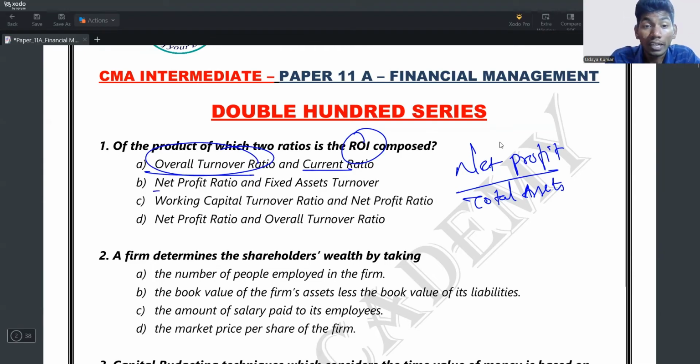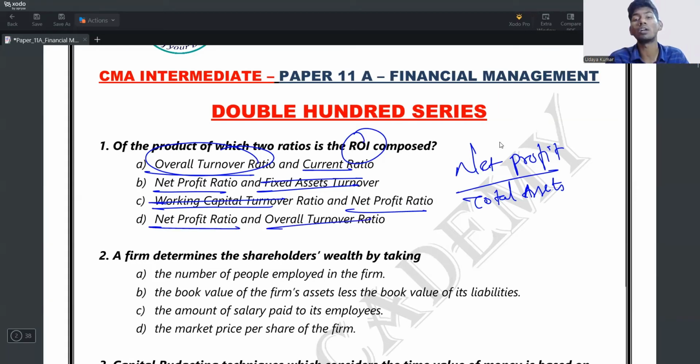Net profit ratio and fixed assets turnover ratio is also not the right option, because the fixed assets turnover ratio does not come under return on investment. Working capital turnover ratio and net profit ratio also does not come under this answer. The final one, net profit ratio and overall turnover ratio, is the right answer.